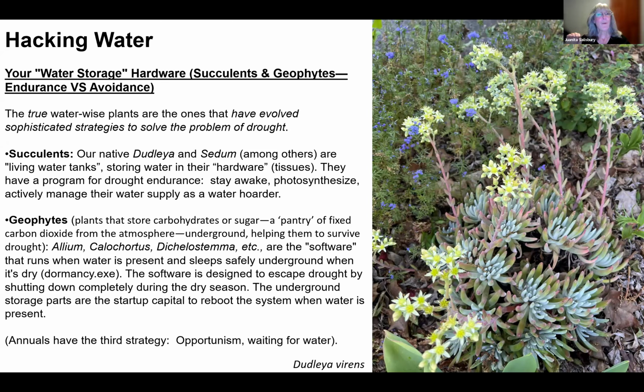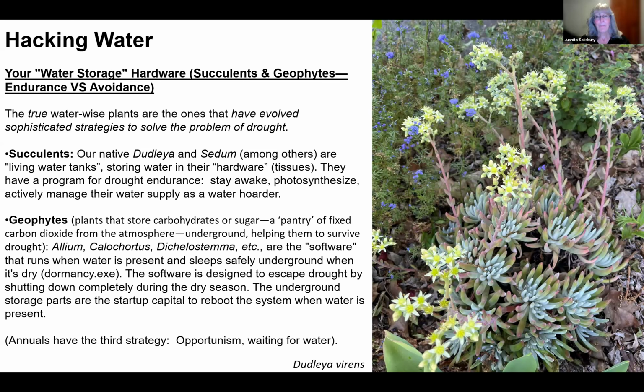If we consider the true water-wise plants, they are the ones that have evolved sophisticated strategies to solve the problem of drought. Plants have figured out how to use and save water. So succulents, like our native dudleyas and sedums, are living water tanks, storing water in their hardware or their tissues. They have a program for drought tolerance or drought endurance. They stay awake, they photosynthesize, and they actively manage their water supply as a water hoarder. They store water in their tissues, they hoard it.